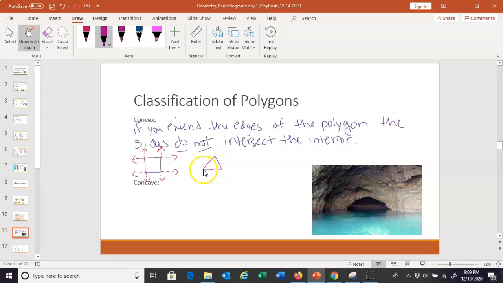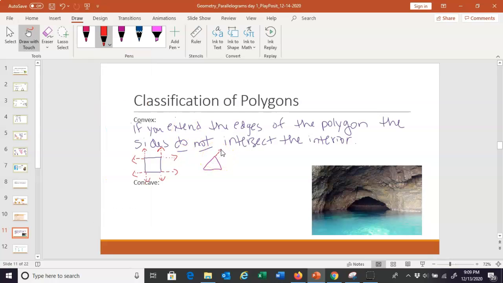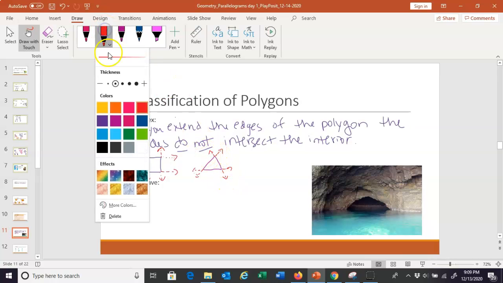Here's another example, a triangle. If I extend any of these side lengths, those red lines do not go on the interior of the shape, the inside here, none of them. So those are convex polygons.